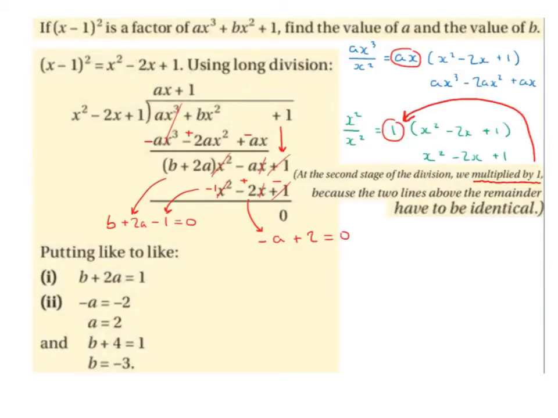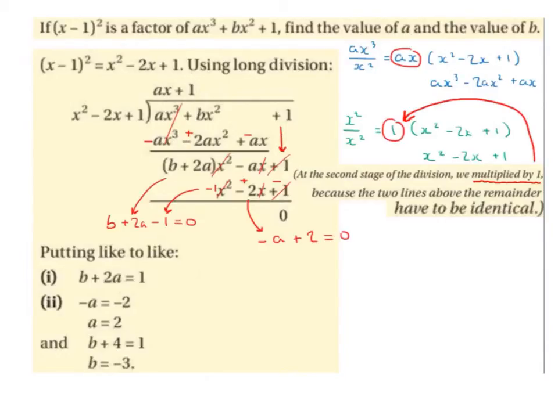We take the highest power of x under the bus stop, which is ax cubed, divided by the highest power of x outside the bus stop, which is x squared, and we get ax. So we put ax on top of the bus stop. That's the first part of our factor. Then we multiply that by what's in front of the bus stop: ax by x squared is ax cubed, ax by minus 2x is minus 2ax squared, ax by 1 is plus ax. We write this underneath, grouping like terms together: the x cubed under the x cubed, the x squared under the x squared, and the x goes under the space because we don't have an x value above.